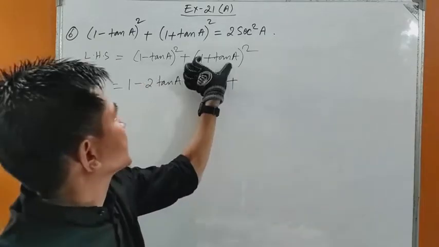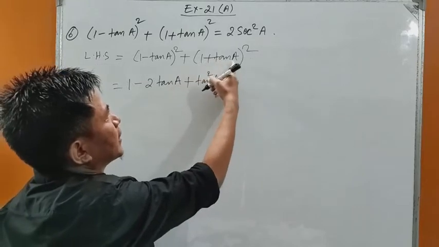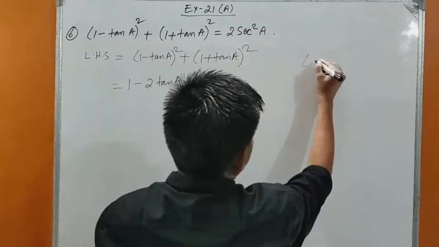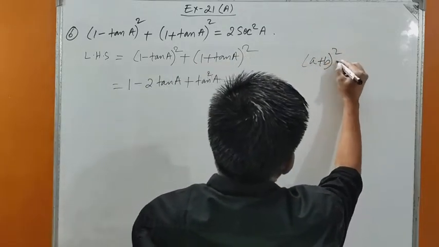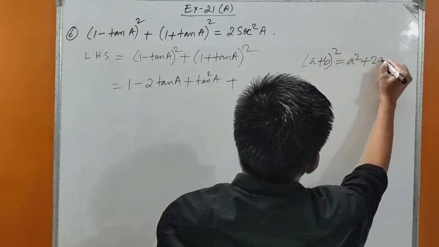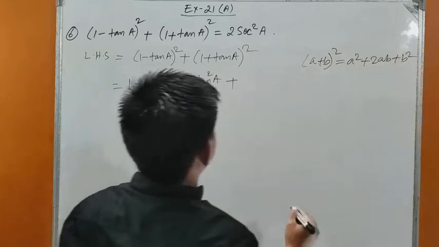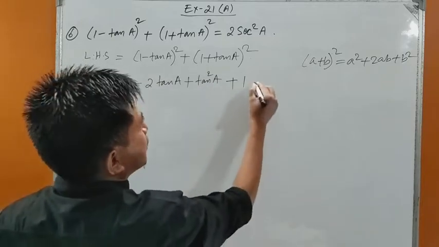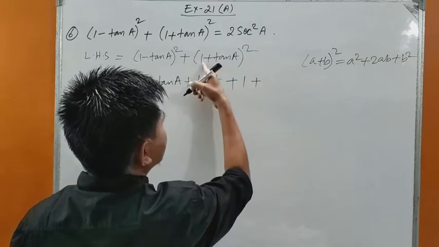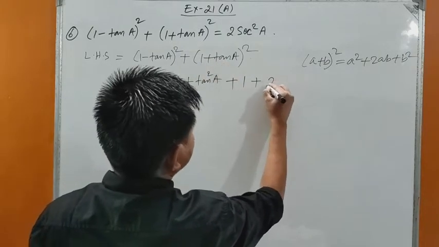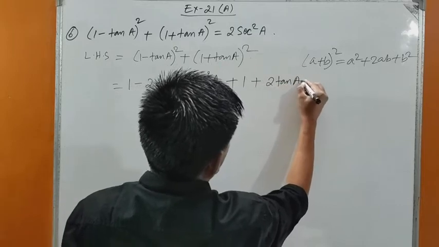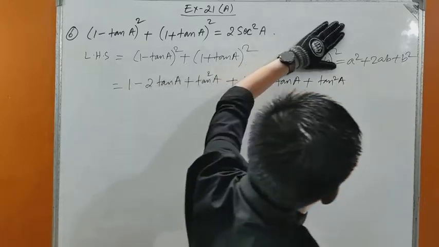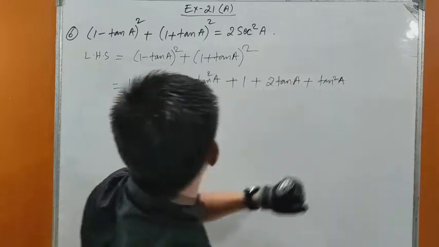In the next expression we have (1 plus tan A) whole square. So this is (A plus B) whole square. So what is the value of (A plus B) whole square? A square plus 2AB plus B square, isn't it? So let us put this formula here. A square means 1 square, that is 1, plus 2AB means 2 into 1 is 2 into B is tan A, that is 2 tan A, plus B square is tan square A. Are you getting me? Okay, now let me erase this formula, we don't need it now.